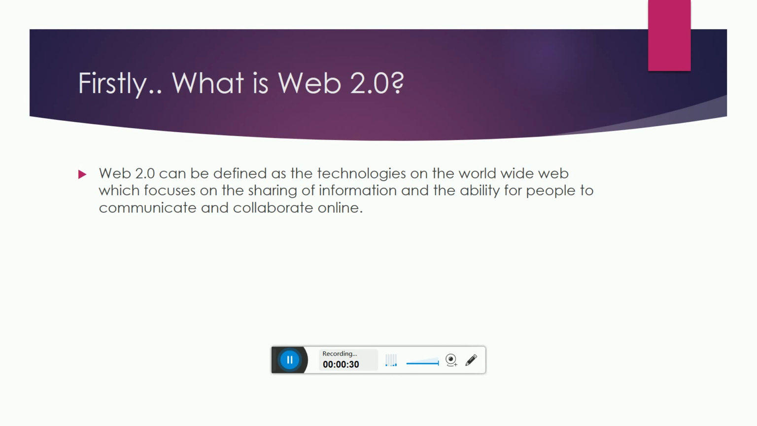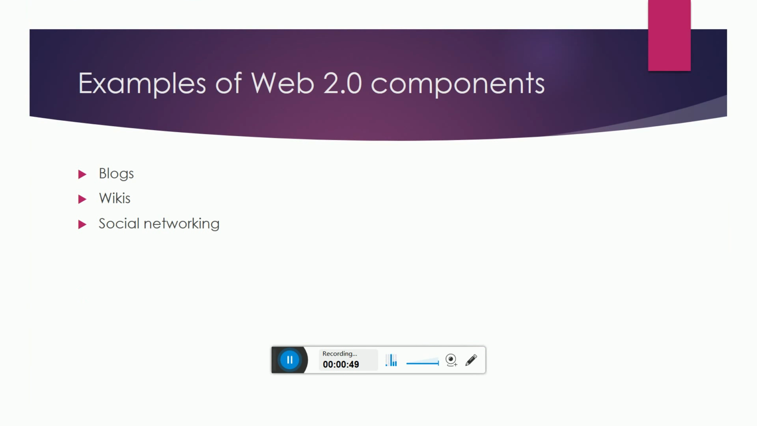Firstly, before understanding what Enterprise 2.0 is, you need to understand what Web 2.0 is. Web 2.0 can be defined as the technologies on the World Wide Web which focus on sharing of information and the ability for people to communicate and collaborate online. Examples of Web 2.0 components: blogs, wikis, social networking such as Facebook, Instagram, Twitter, or even LinkedIn.